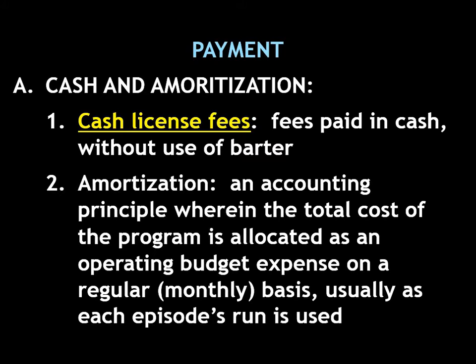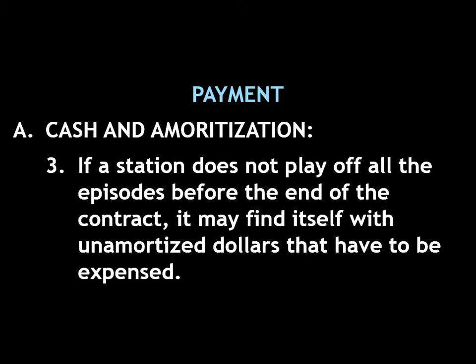Amortization, meanwhile, is an accounting principle where the total cost of the program is allocated as an operating budget expense on a regular basis. Usually it's going to be on a monthly basis, but it can also be done weekly or quarterly, generally monthly. And this is going to be as each episode's run is used. That's the way they will keep track of it in the books, which helps them to see the assets and the liabilities that a television station has and the actual value of those things.